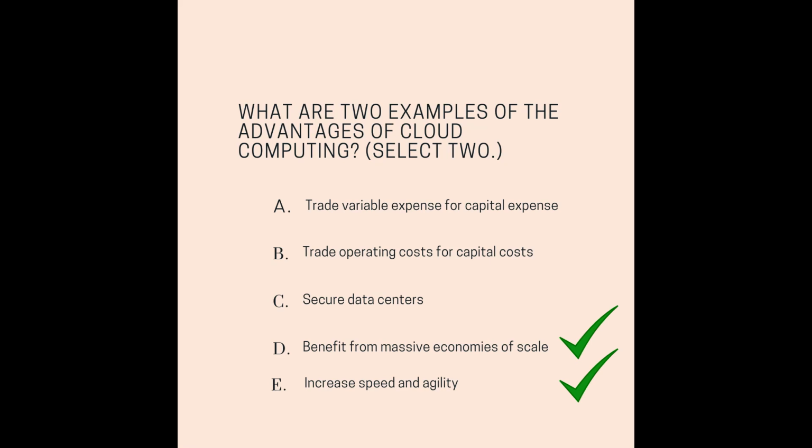Question 6. Answer is benefit from massive economies of scale and increased speed and agility. The 6 advantages of cloud computing are: trade capital expense for variable expense, benefit from massive economies of scale, stop guessing about capacity, increase speed and agility, stop spending money running and maintaining data centers. Go global in minutes.